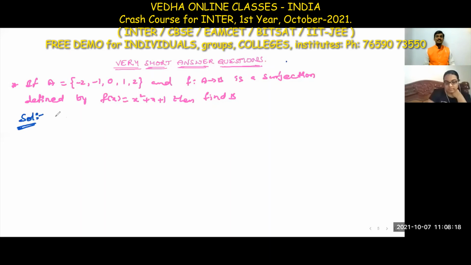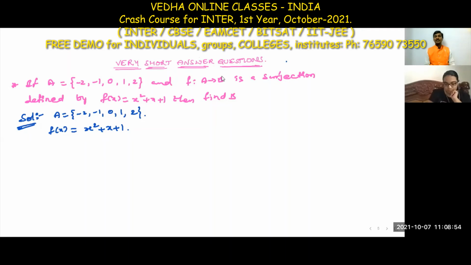Here, A is given as -2, -1, 0, 1 and 2. He also gave the function f of x equals x square plus x plus 1, and given that f from A to B is a surjection, which means range equals codomain. By substituting these values in this function, we can find the range.